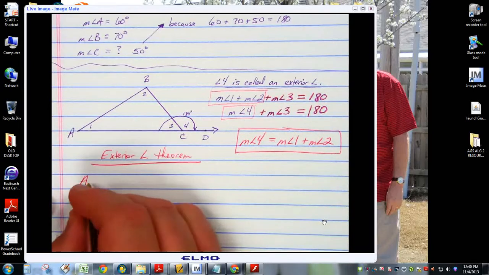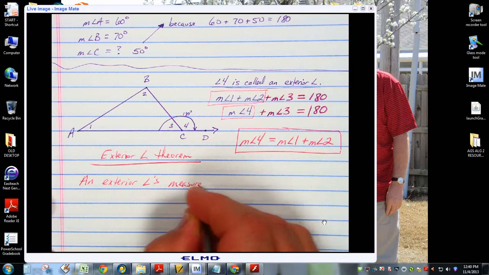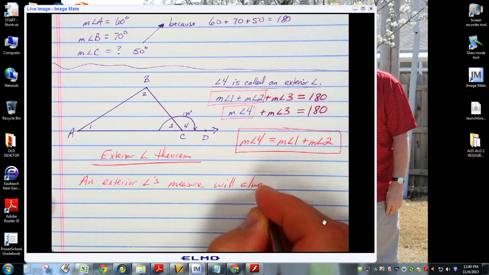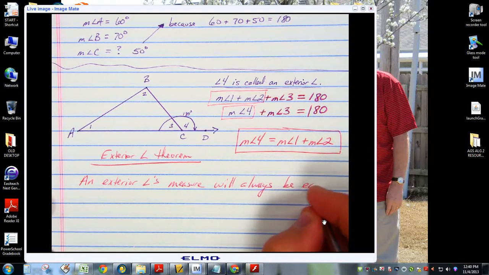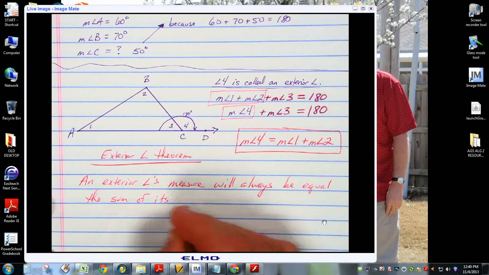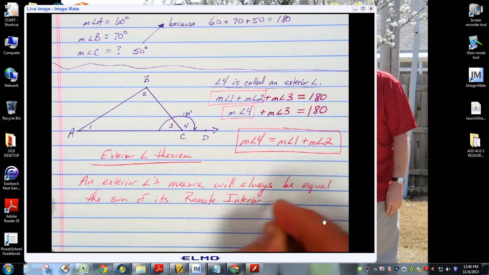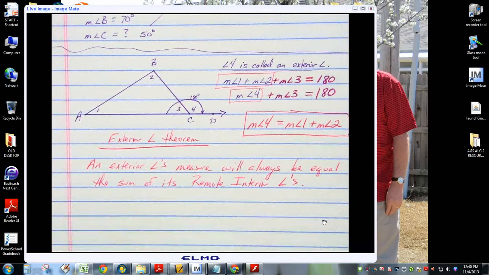What it says is that an exterior angle's measure will always be equal to the sum of its remote interior angles. So write that down right quick, and then we'll talk about the wording. Maybe this will be so nice and corny that you'll actually remember it. An exterior angle's measure will always be equal to the sum of its remote interior angles.